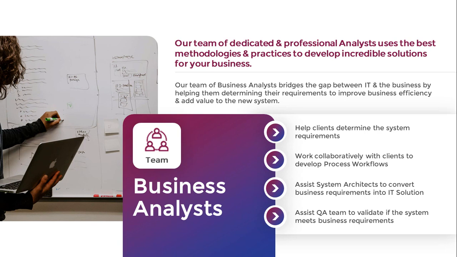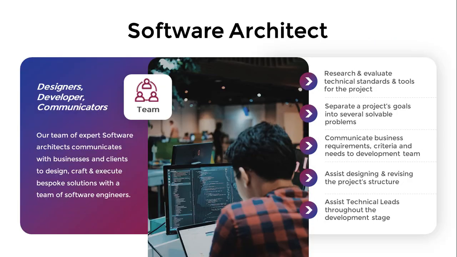Let's start with planning. Planning starts with our business analyst department. We help you to determine what your requirements are, help you to develop those process workflows, and convert the idea that you have into an IT solution. They also work with our quality assurance team, our QA team, to validate the system meets those requirements that you have. From there, we work with our software architect, who researches and evaluates all the different standards and tools that you would need for the project, works out the goals and those solvable problems, and is able to communicate those business requirements and criteria to our development team.